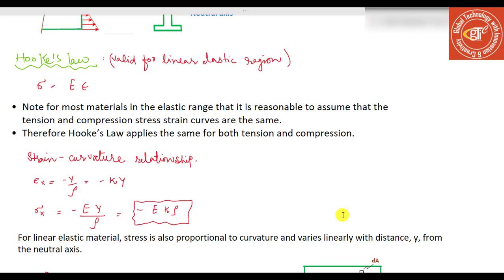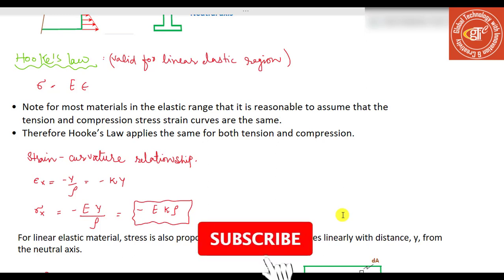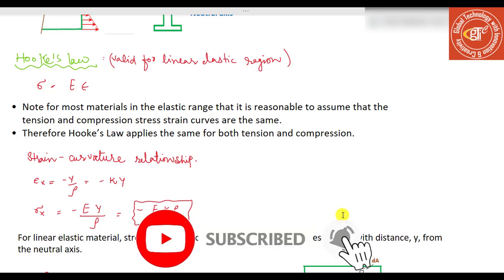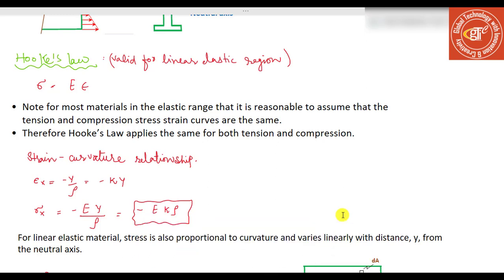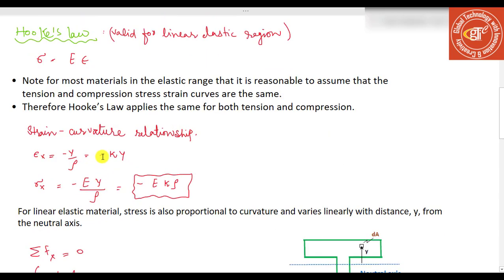Please note that for most materials in the elastic range, it is reasonable to assume that the tension and compression stress-strain curves are the same. So Hooke's law applies the same for both tension and compression. In the previous video, we derived the strain curvature relationship, that is epsilon x is equal to minus y over rho, which is also equal to minus kappa y.